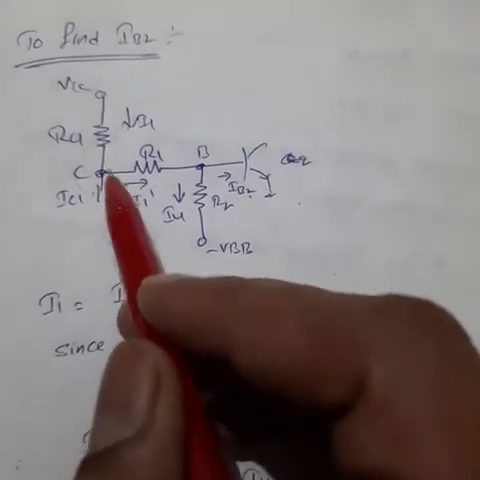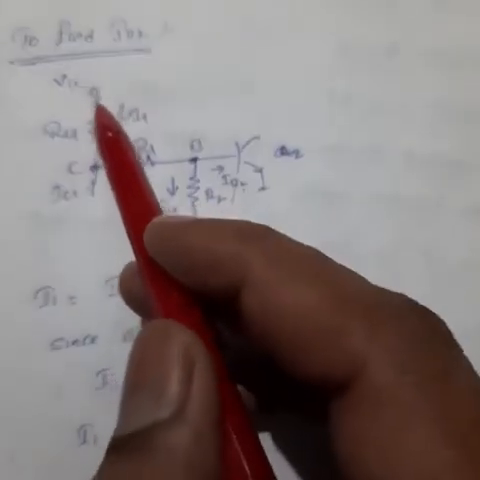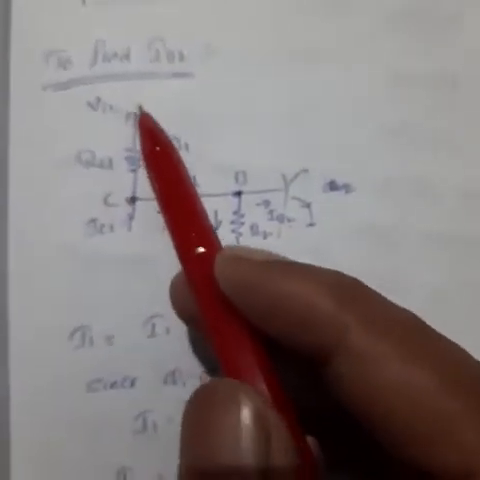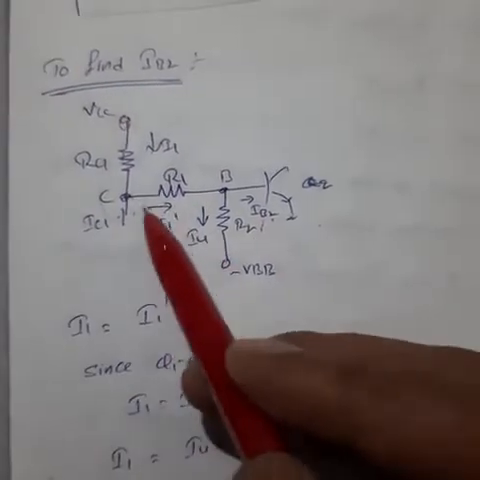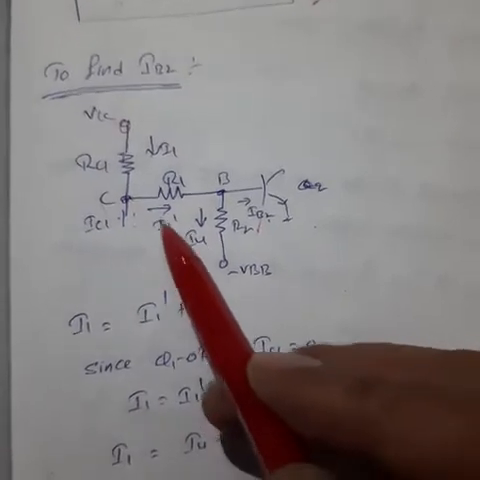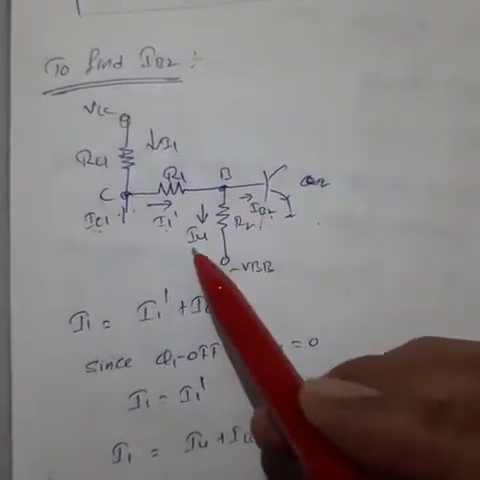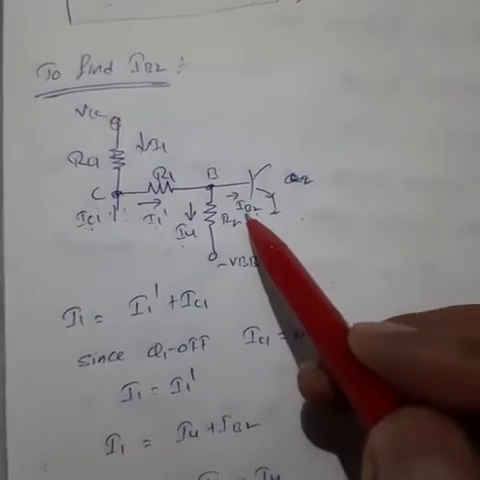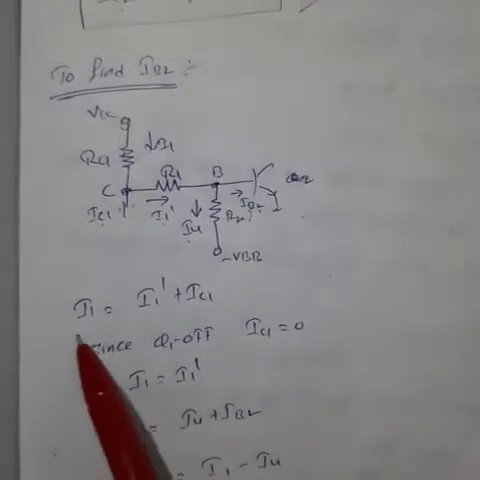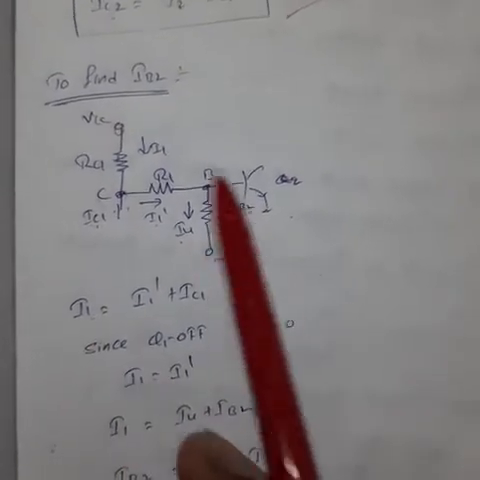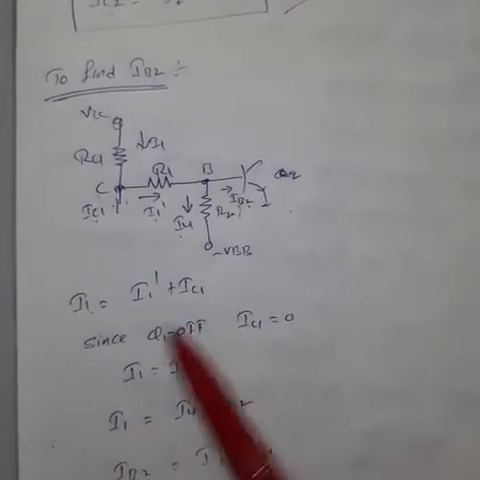Q1 output is connected to the base of the transistor Q2, so we have to draw the circuit from Q1: VCC, RC1, next point C. I1 is divided into I1 dash plus IC1. This I1 dash is again divided into I4 plus IB2, that is the base of the transistor Q2. So I1 equal to IC1 plus I1 dash.